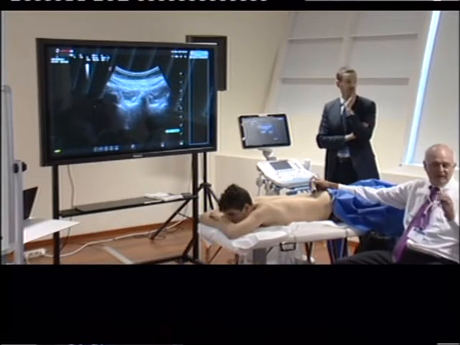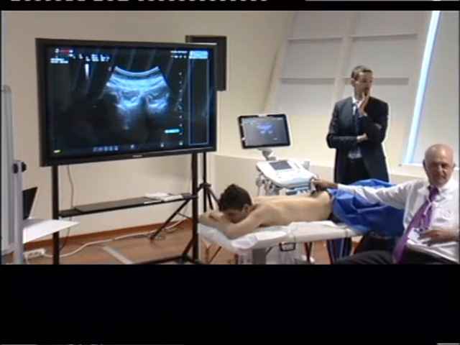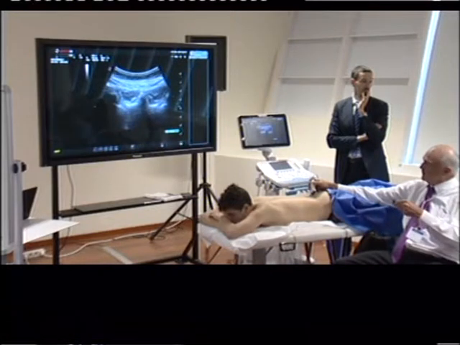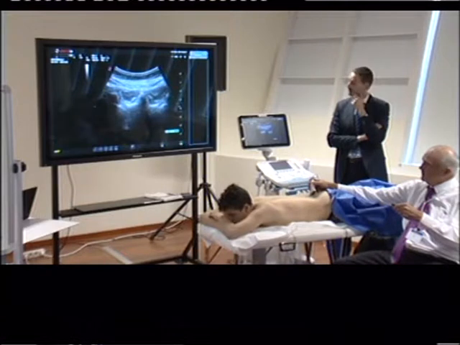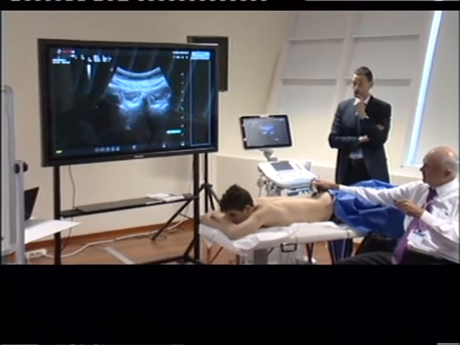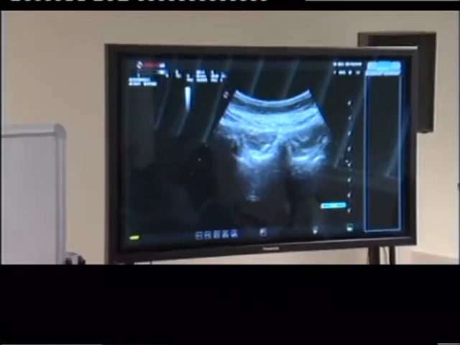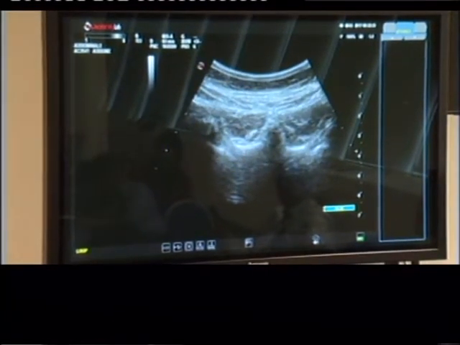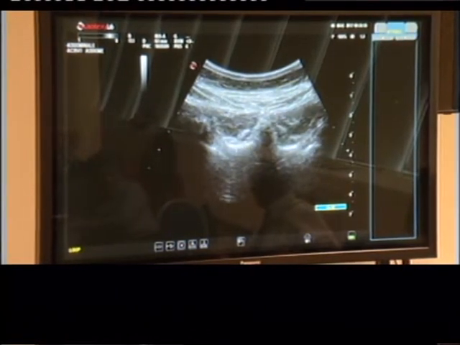I'll go over this again, so don't worry. If this is the middle of the sacrum, and this is the ilium, this is the sacroiliac joint, this is the S1 foramen. Forame di S1. Okay, explain it to him a little bit.